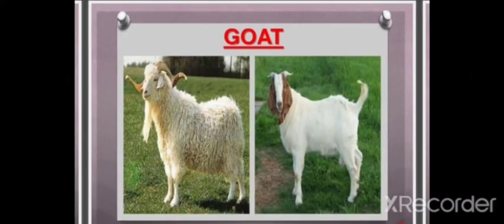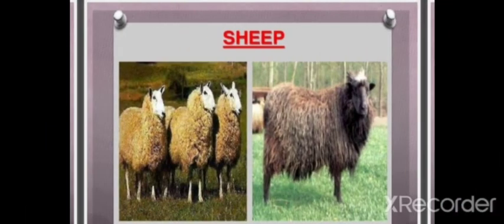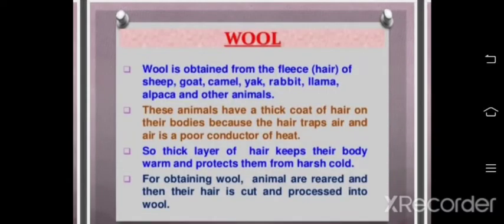Here you can see the pictures of goat, sheep, yak. Wool is obtained from the fleece or hair of sheep, goat, camel, yak, rabbit, llama, alpaca and other animals. So what is the peculiarity of all these animals? These animals have a thick coat of hair on their bodies because the hair traps air and is a poor conductor of heat.